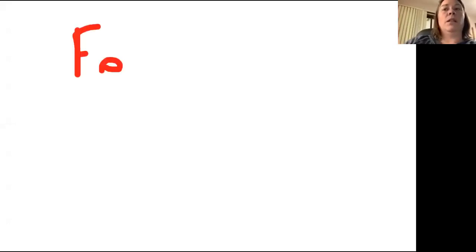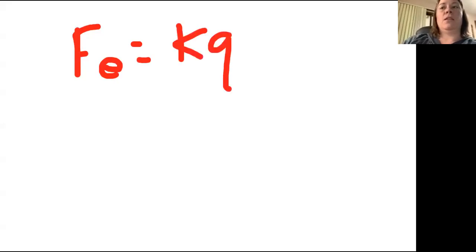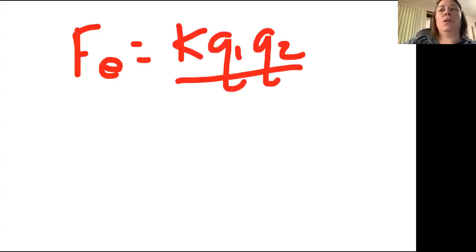I'm sharing my whiteboard and I'm going to now write Coulomb's law. The electric force equals K Q1 Q2 over R squared.